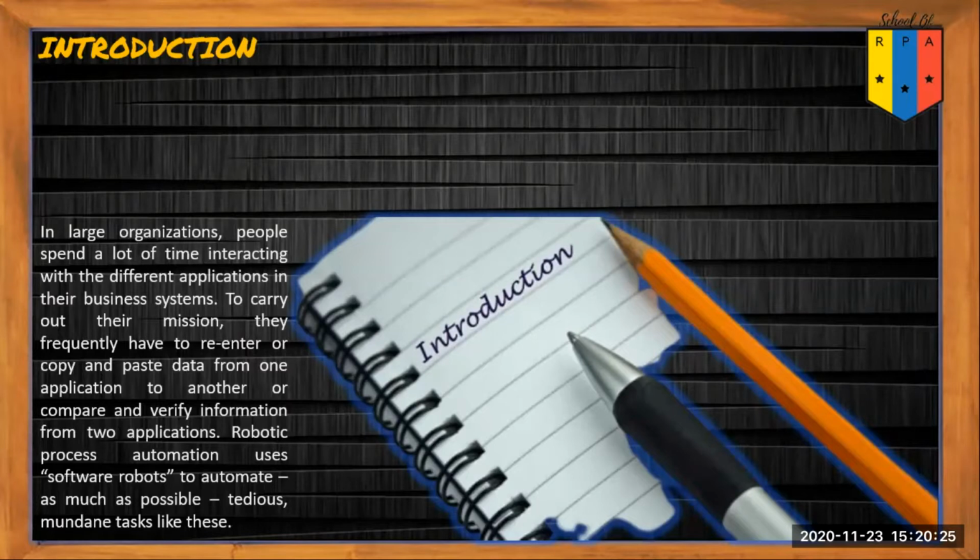In large organizations, people spend a lot of time interacting with different applications in their business systems. To carry out their mission, they frequently have to re-enter or copy and paste data from one application to another, or compare and verify information from two applications. Robotic process automation uses software robots to automate as much as possible tedious and mundane tasks like these.